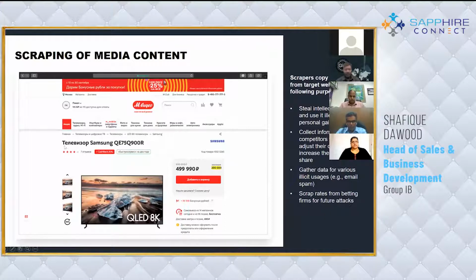This is in Russian. It stands for television, Samsung television. Now, why would I want to do this? I want to scrape the information. I can take that information, consolidate the information, and look at this price right here. And I can use that information to modify my price point. I could use this information against my competitor across the board and do a lot of bad stuff.